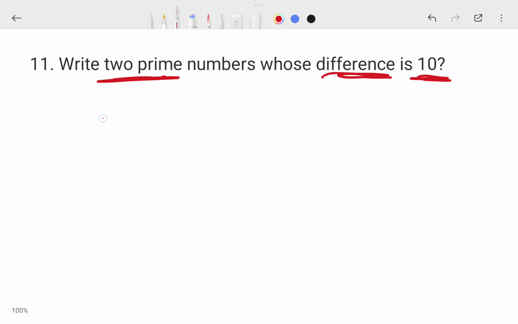13 is a prime number, yes, it is. And 3 is also a prime number. If you subtract, both are prime numbers, and the answer has to be 10 only. Is it clear to you? The question is telling you to write 2 prime numbers, and after subtracting the 2 prime numbers, the answer has to be 10. So I wrote 13, a prime number, and 3, also a prime number. After subtracting, I got the answer 10.